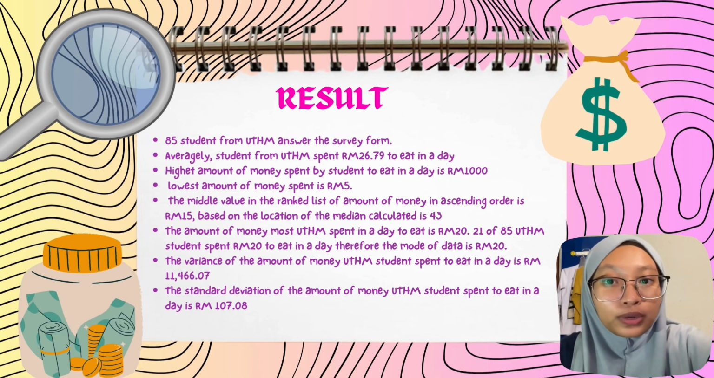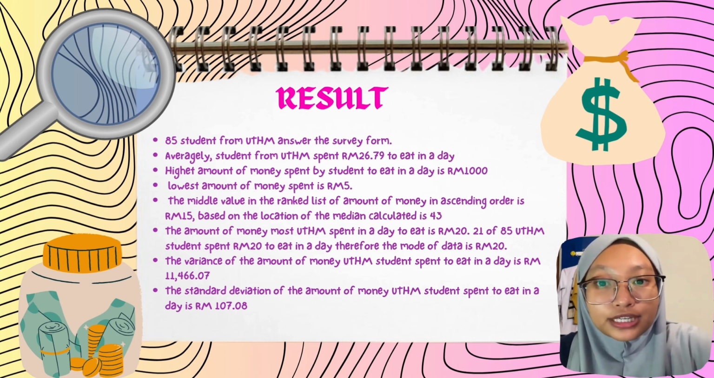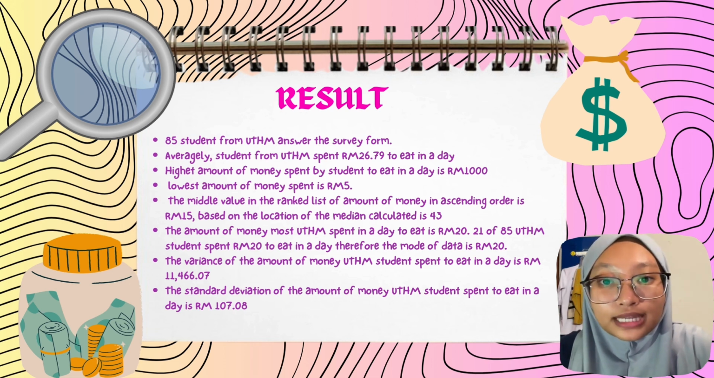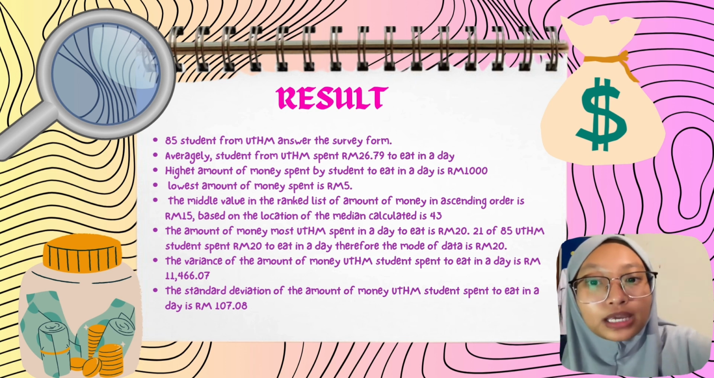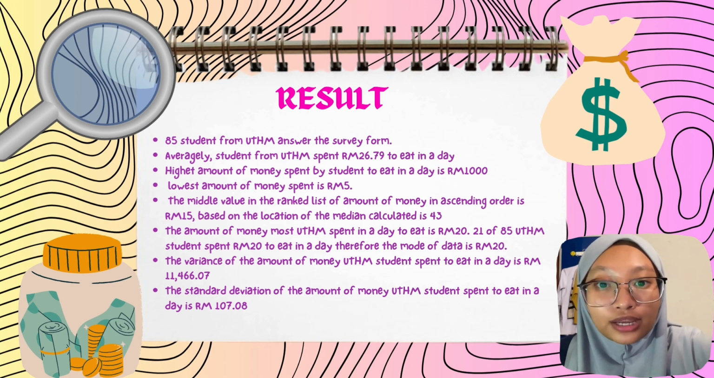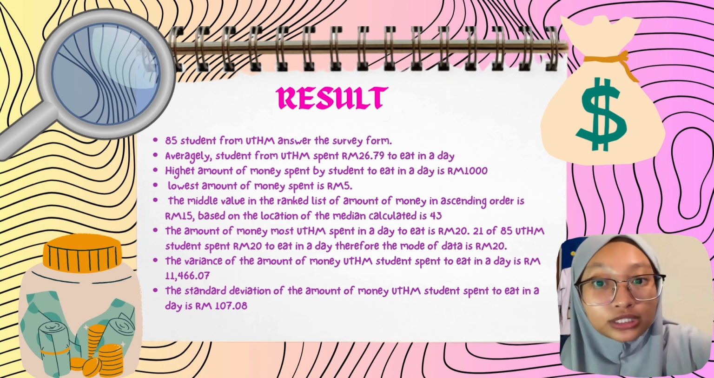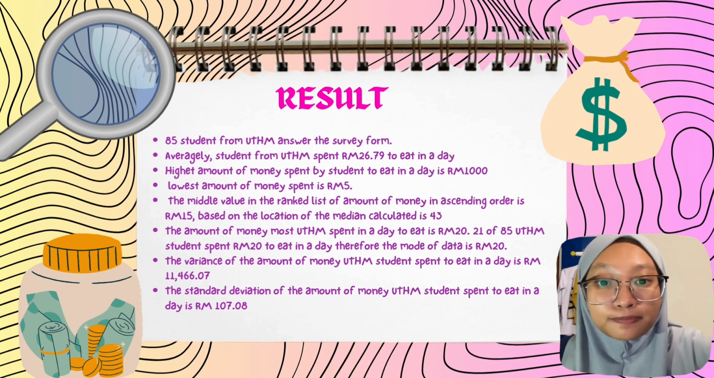From the data obtained, we can observe that 85 students from UTHM answered the survey form. On average, students from UTHM spend 26 ringgit and 79 cents to eat in a day. The highest amount of money spent by a student to eat in a day is 1,000 ringgit. The lowest amount is 5 ringgit. The middle value in the ranked list of amounts of money in ascending order is 15 ringgit, based on the median location calculated as 43. The amount most UTHM students spend in a day to eat is 20 ringgit and 21 cents.